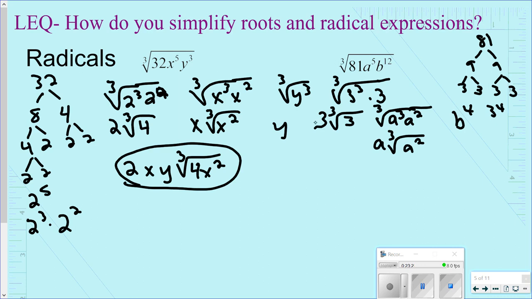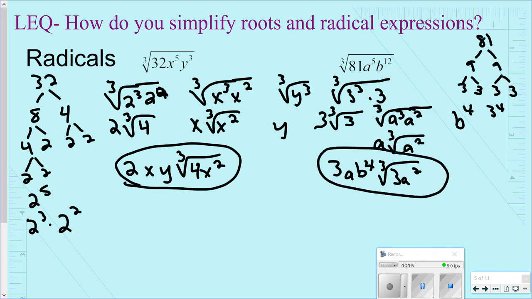All right, I'm ready to put the expression together, all the pieces together. Remember, this is an odd root, so no absolute value. The 3 and the a and the b to the 4th are all outside of the radical, so I'm going to write them first. And then I have my cube root of 3a squared, and that is my final answer.